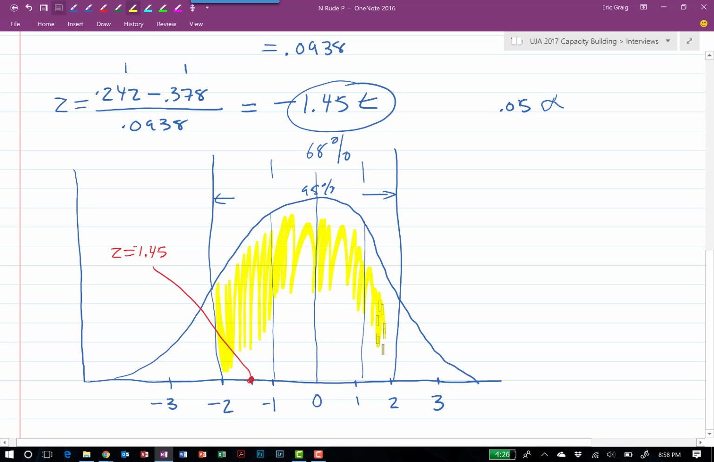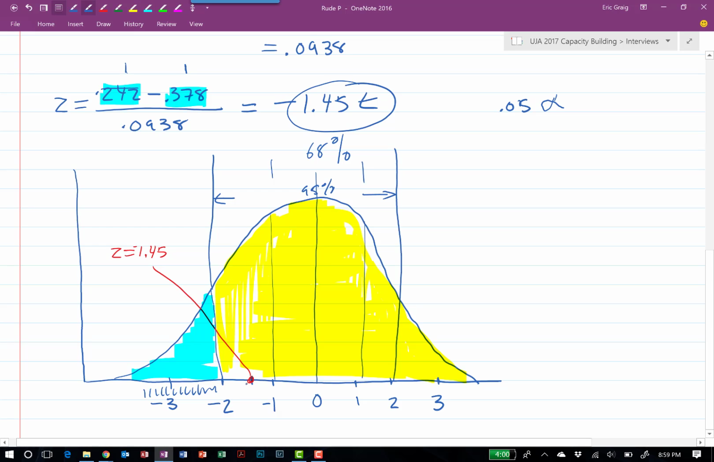Color that in there. Should have used a different highlighter. Apologies. Oh, there we go. That's how to do it. Okay? All right. Anything in this area over here, any z value that falls somewhere along over here, there's a 5% chance or less that the difference we observe is due to chance.